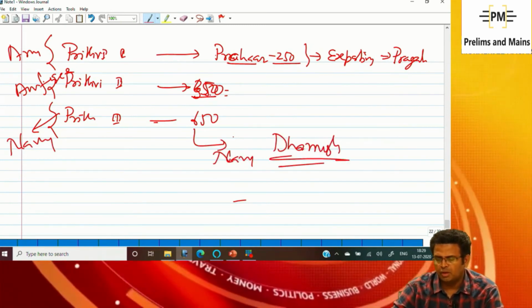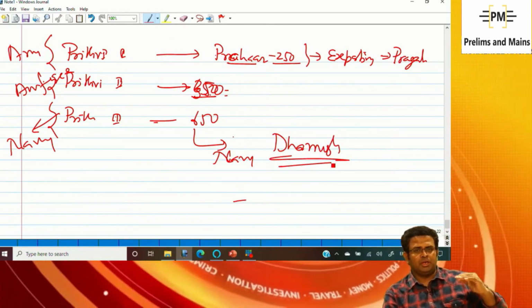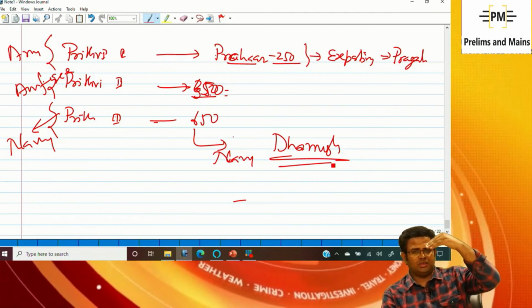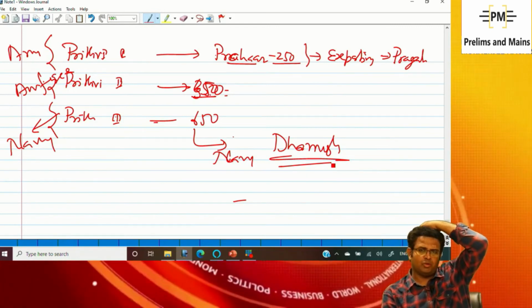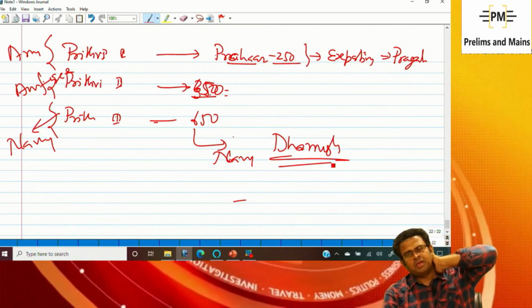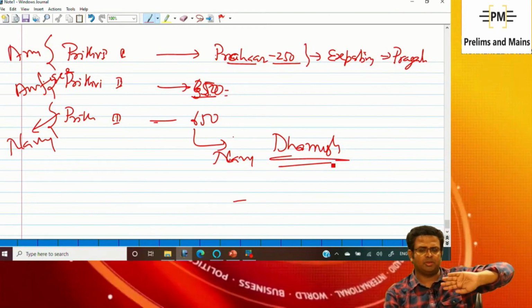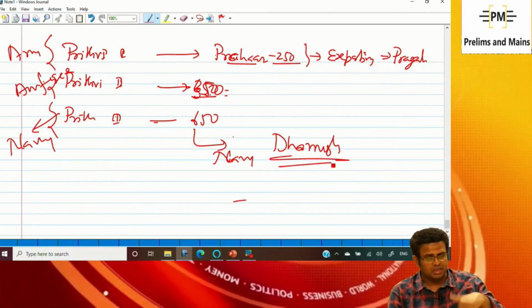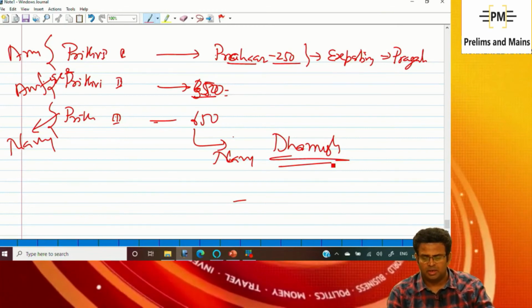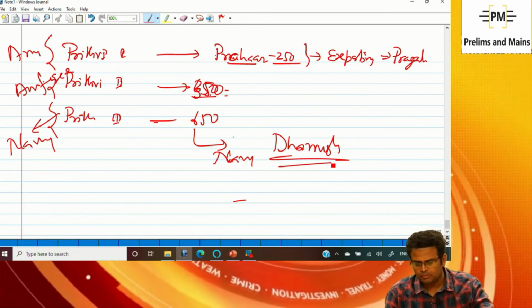So we came to know about Prithvi 1, Prithvi 2, Prithvi 3, and under Prithvi 1 another one came, Prahar, and the exporting name is Pragati. P for Pragati, P for Prahar, P for Prithvi. Prithvi 1 is for the Army, Prithvi 2 is for the Air Force, and Prithvi 3 is for the Navy, and the naval version of it is Dhanush. So we have covered this one.